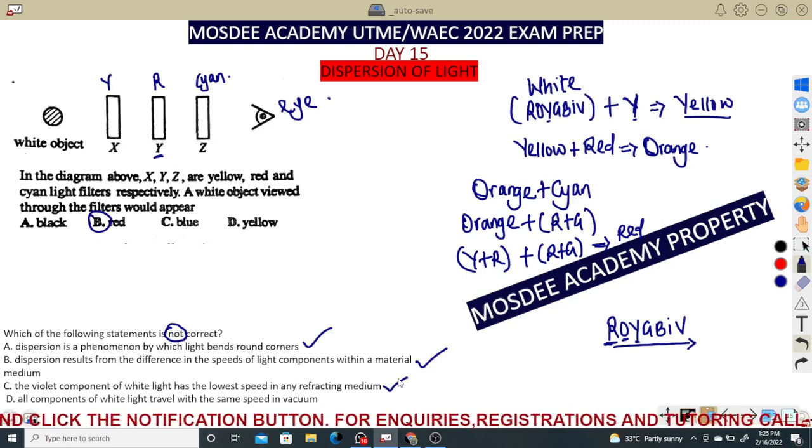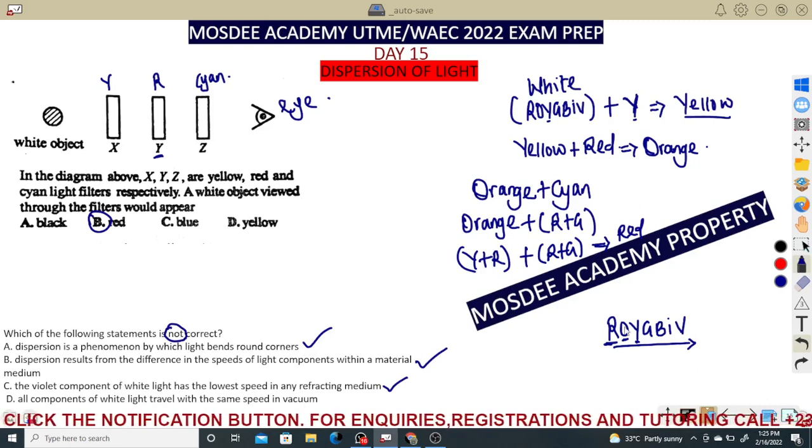The answer to the question: all components of white light travel with the same speed. They travel with the same speed? No, you can see different speeds. That is why white light was able to do what? If there is no different speed, white light won't disperse. So this is the answer to the question, my dear student.